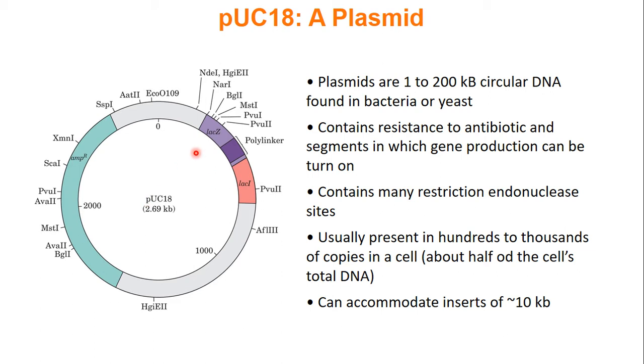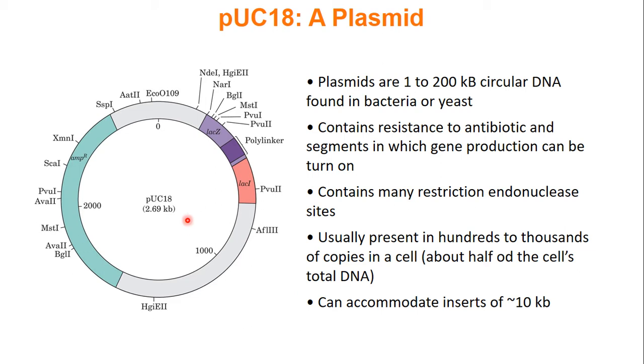These plasmids also have multiple restriction sites, because to insert our DNA, we have to cut open this plasmid. So the plasmid must contain restriction enzyme sites. Now, plasmids in general have hundreds to thousands of copies in any given cell, which is about half of the cell's total DNA concentration. And generally, you can only put a DNA sequence that's 10 kilobases in length.